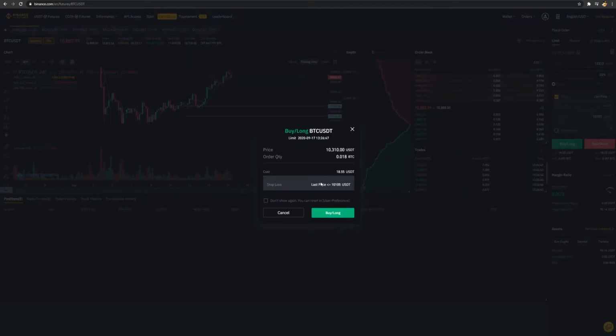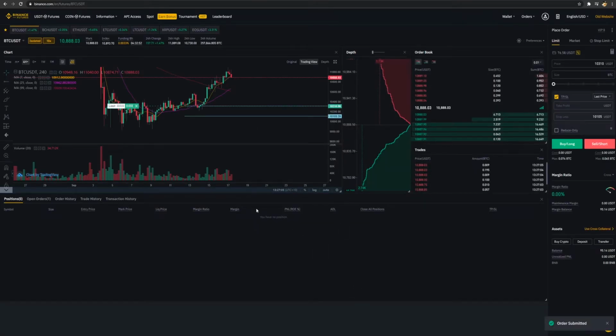It'll ask us our confirmation. So price is 10. Our order quantity, that's obviously order quantity, including the 10x leverage that we've borrowed from Binance to open this position. Our stop loss, last price, it's going to tell us our stop loss is 10.105 at the last price, and you can press buy long. It'll set that limit order in the book at 10.310 USD, and our stop loss will be put into the book as soon as the position is open, and the position will come up here. That's as easy as that, as limit orders on Binance.